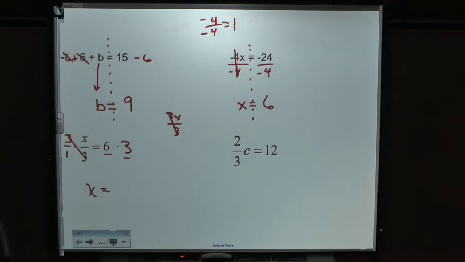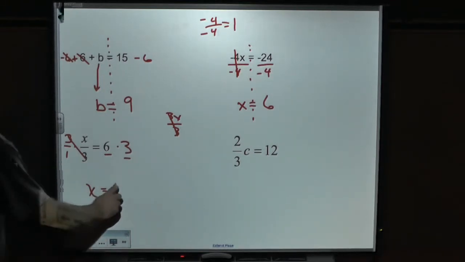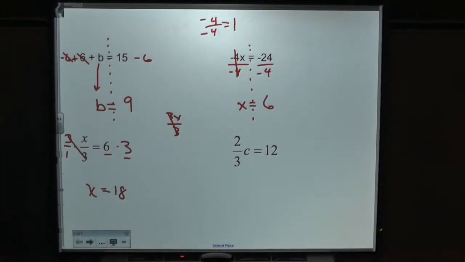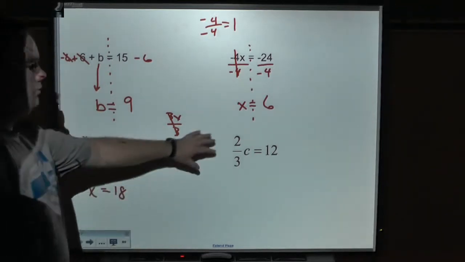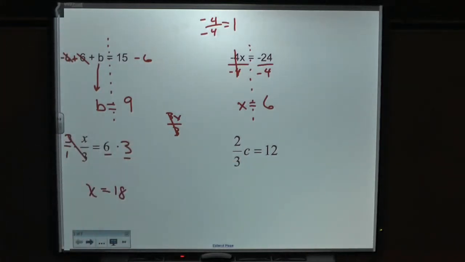On the opposite side, 6 times 3 is 18. So we now have what x is. x is 18. Alright, so from there, 2 over 3c is equal to 12. So 2/3 c is equal to 12.